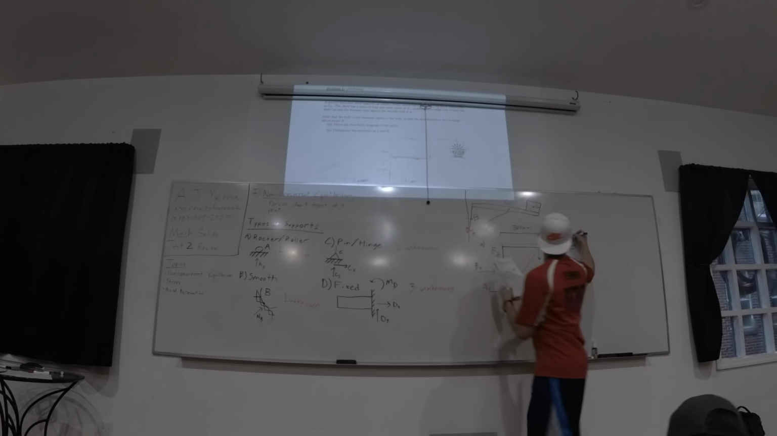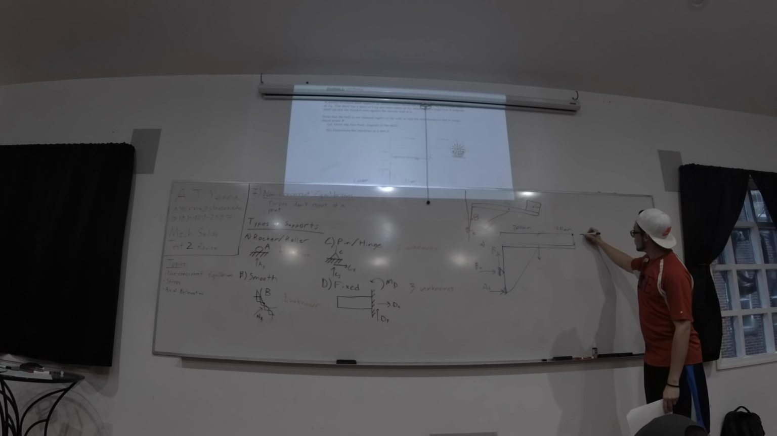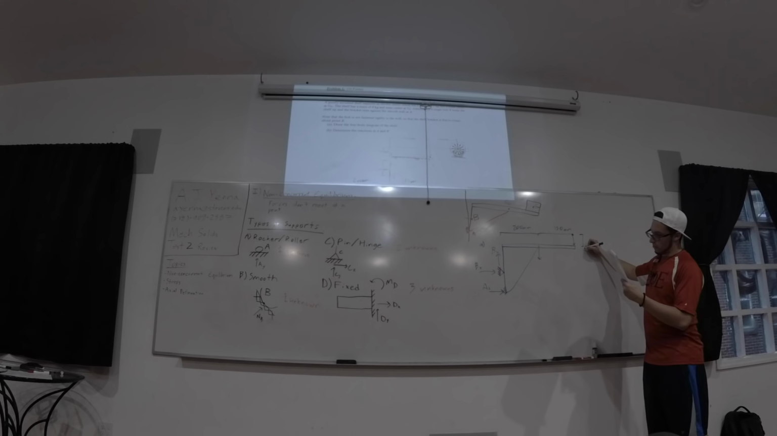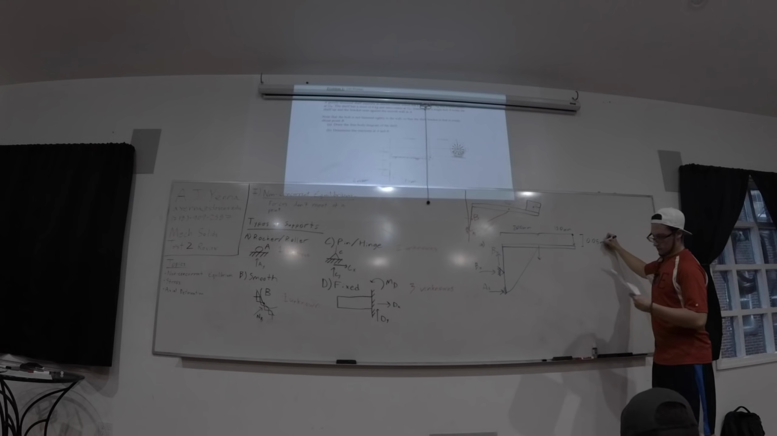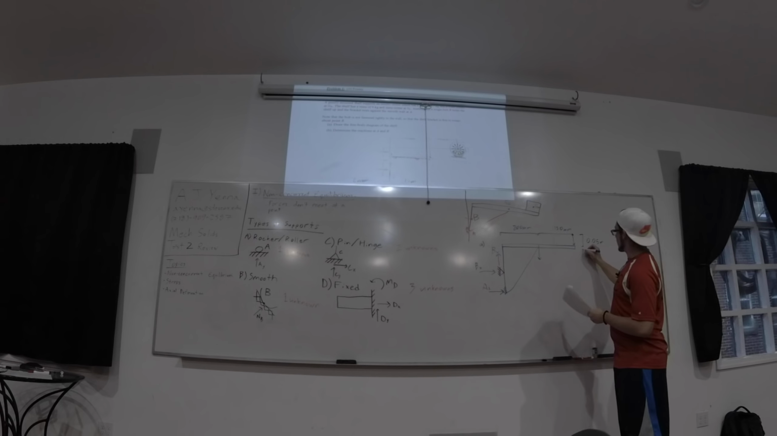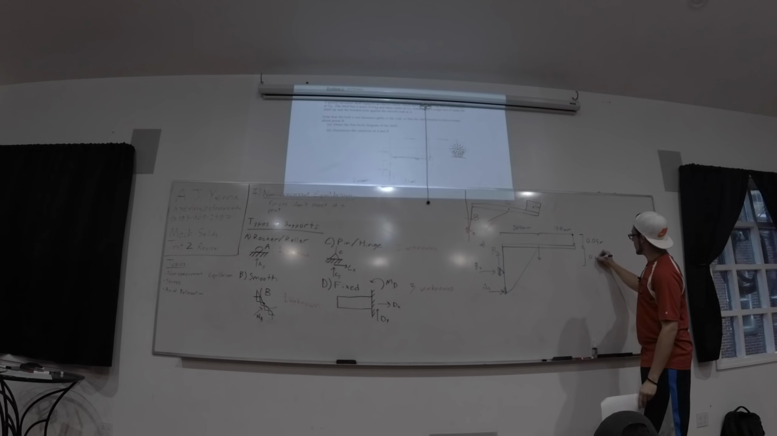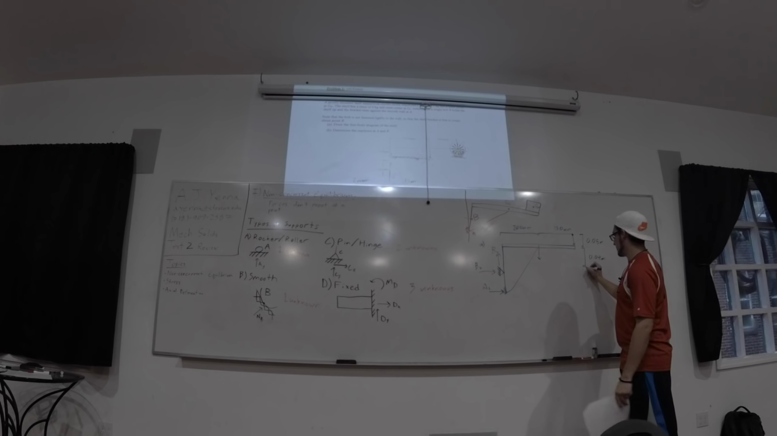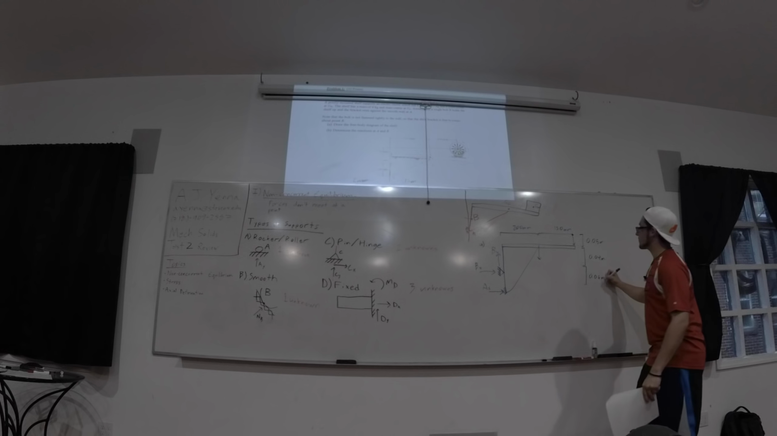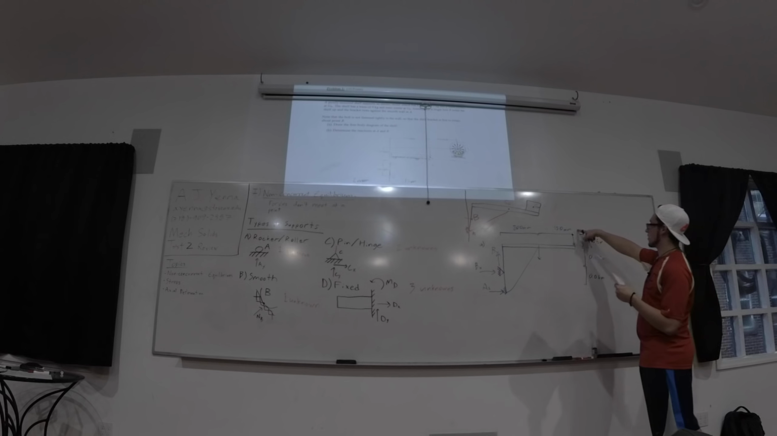The distance from the center of mass of the motor to the shelf is 0.05 meters. The distance from the shelf to B is 0.04 meters. And the distance from B to A is 0.06 meters. On top of that, the mass of the motor is 15 kilograms.